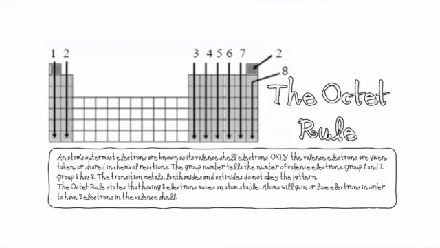The octet rule. An atom's outermost electrons are known as the valence shell electrons. Only the valence shell electrons are given, taken, or shared in chemical reactions. The group number tells the number of valence electrons. Group 1 has 1, and group 8 has 8 valence electrons. The transition metals, lanthanides, and actinides do not obey this pattern. The octet rule states that having 8 electrons makes an atom stable. Atoms will gain, lose, or share electrons in order to have 8 electrons in the valence shell.